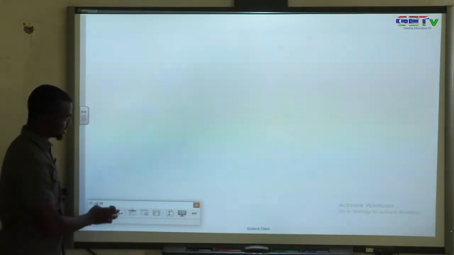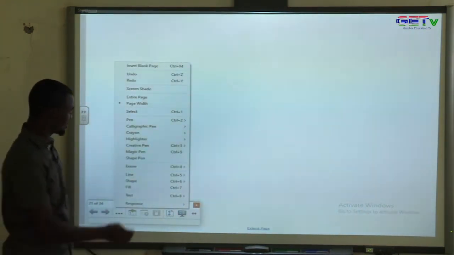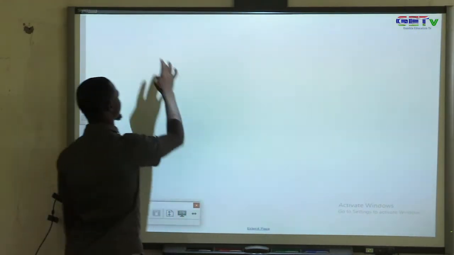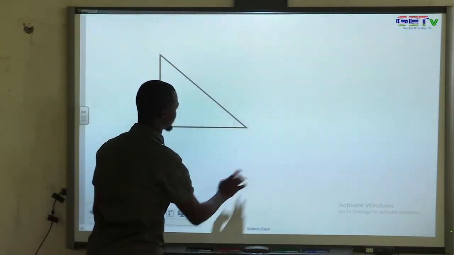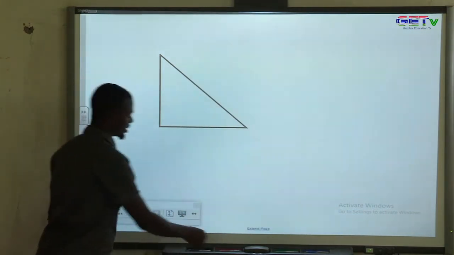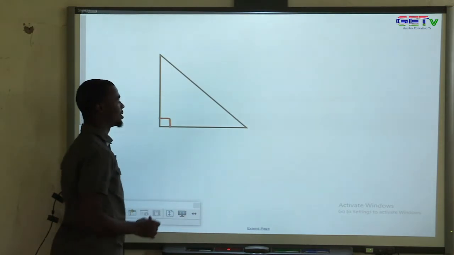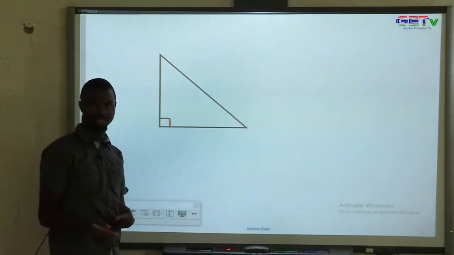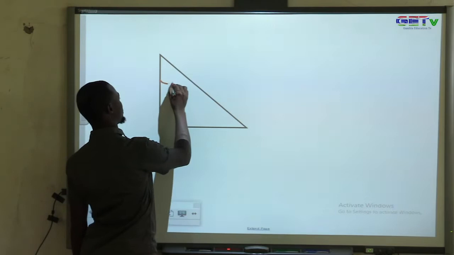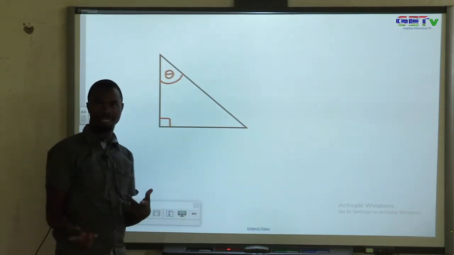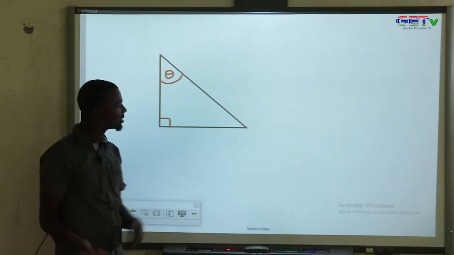Now let's consider this diagram. We have another right angle triangle. This is the right angle. We will change the position of the theta. This is the position of our theta now. We want to label the other sides.